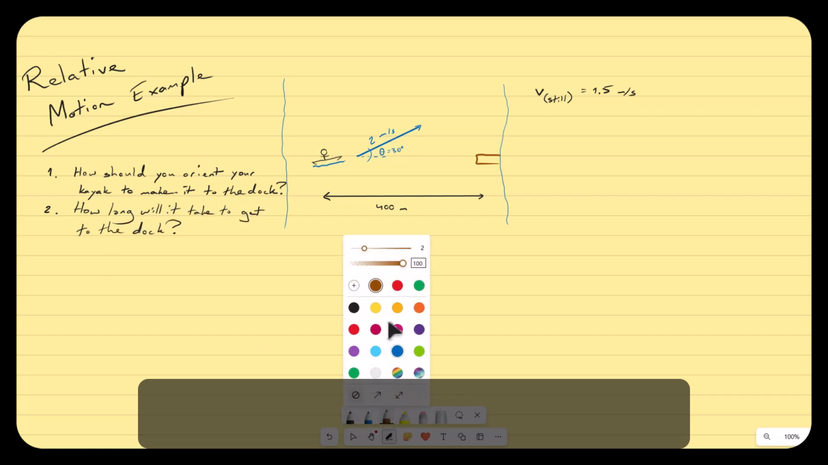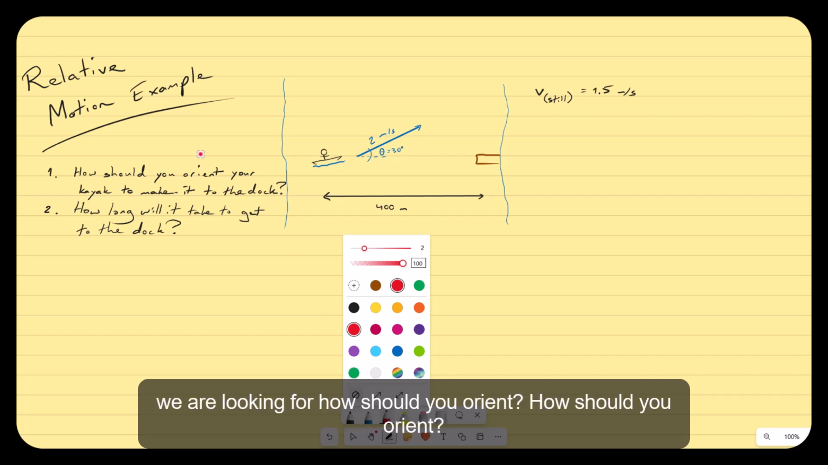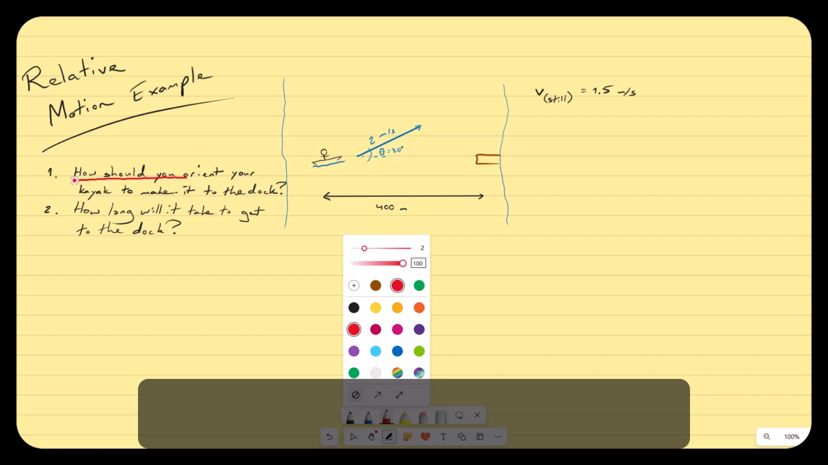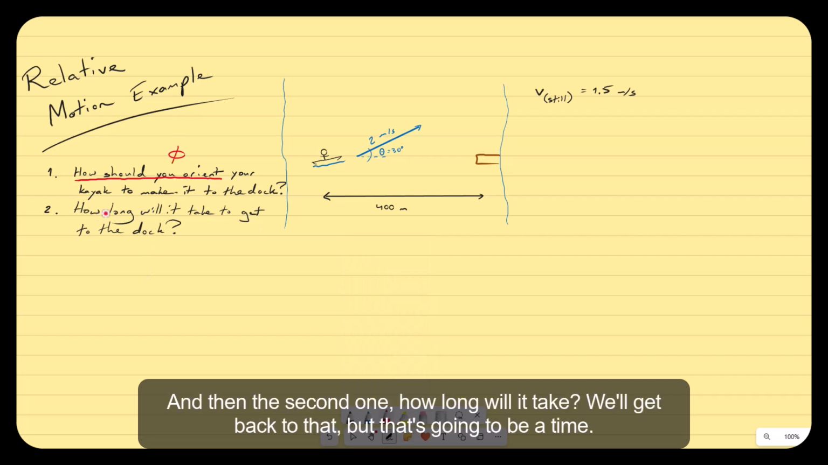First question. We are looking for how should you orient. How should you orient means we are looking for some kind of an angle. And then the second one, how long will it take? We'll get back to that, but that's going to be a time.